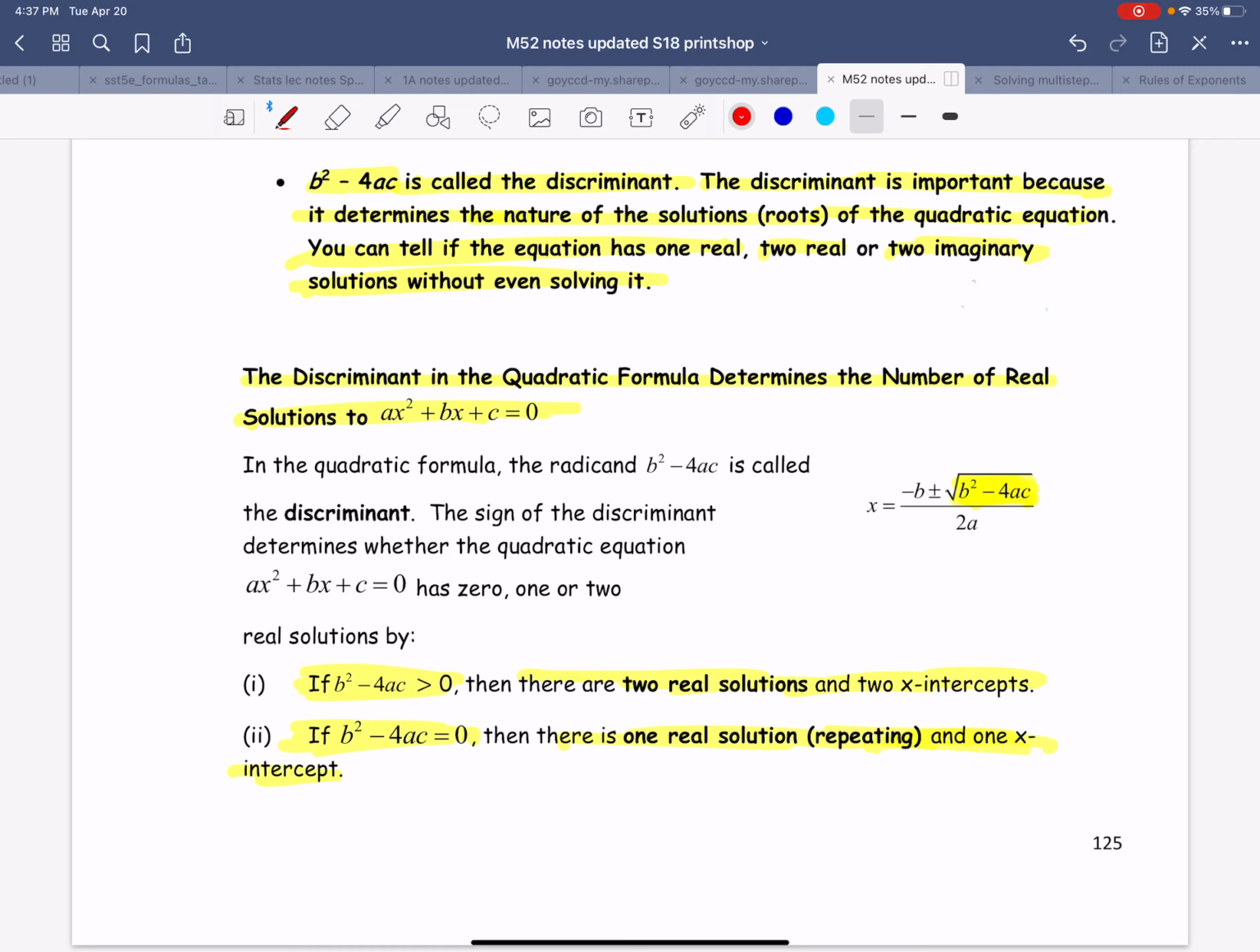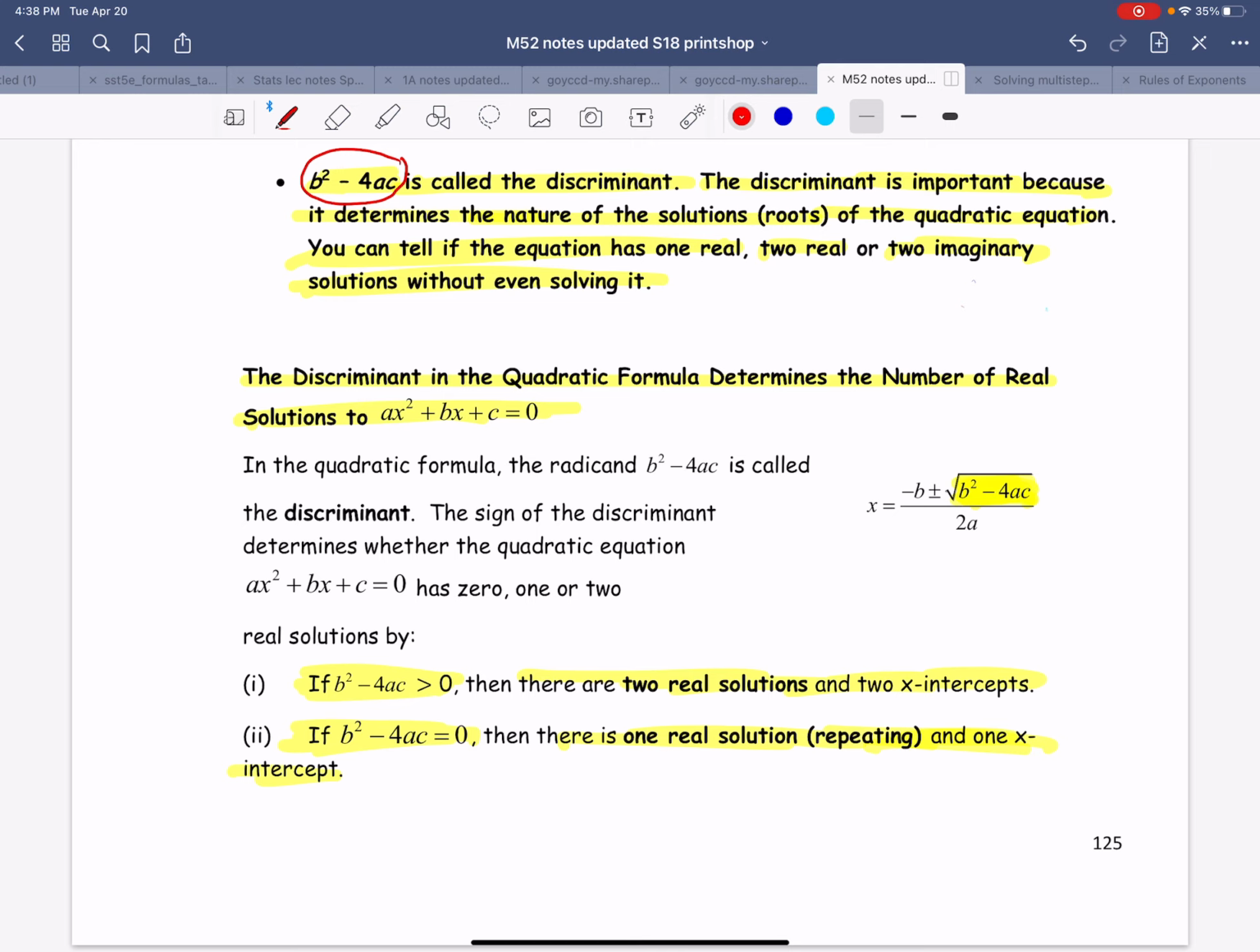In this video, we are going to discuss the discriminant. Discriminant is the expression inside the square root in the quadratic formula, the b squared minus 4ac. And the discriminant tells us about the nature of roots. Discriminant tells us if we are expecting to have two real solutions, two imaginary solutions, or one real solution which is repeated.